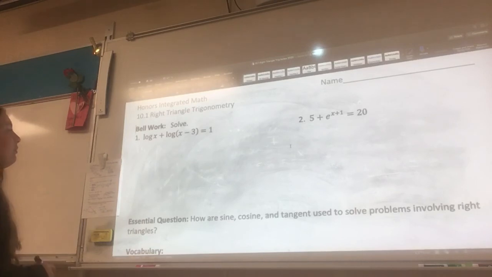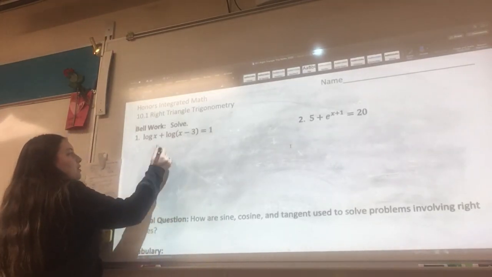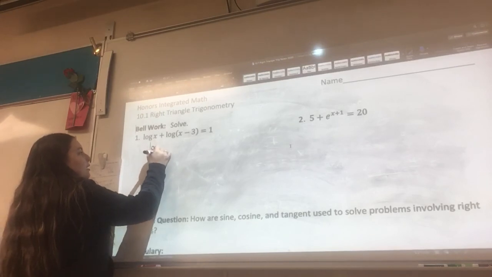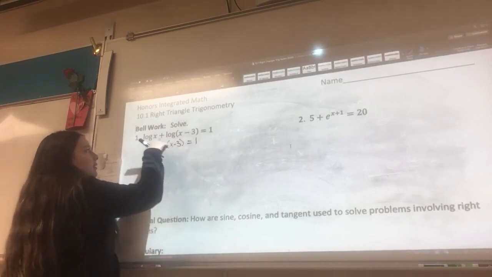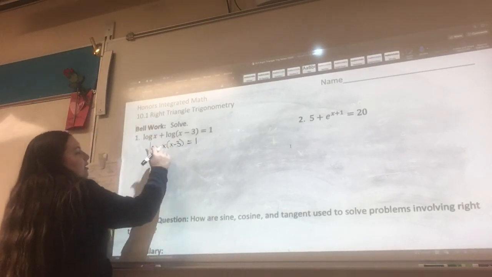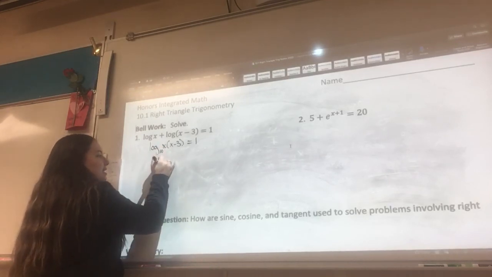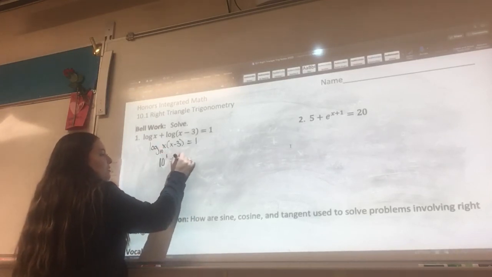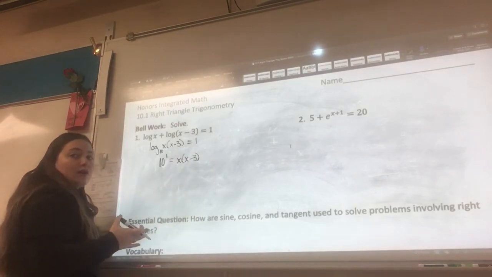On number 1, we have log x plus log of x minus 3 equals 1. We can use our log properties to state that log of x times x minus 3 equals 1. That plus means I can multiply those. Remembering that log with no base is an invisible 10, I can now manipulate this to say 10 to the first equals x times x minus 3. And now I can just start solving for x.